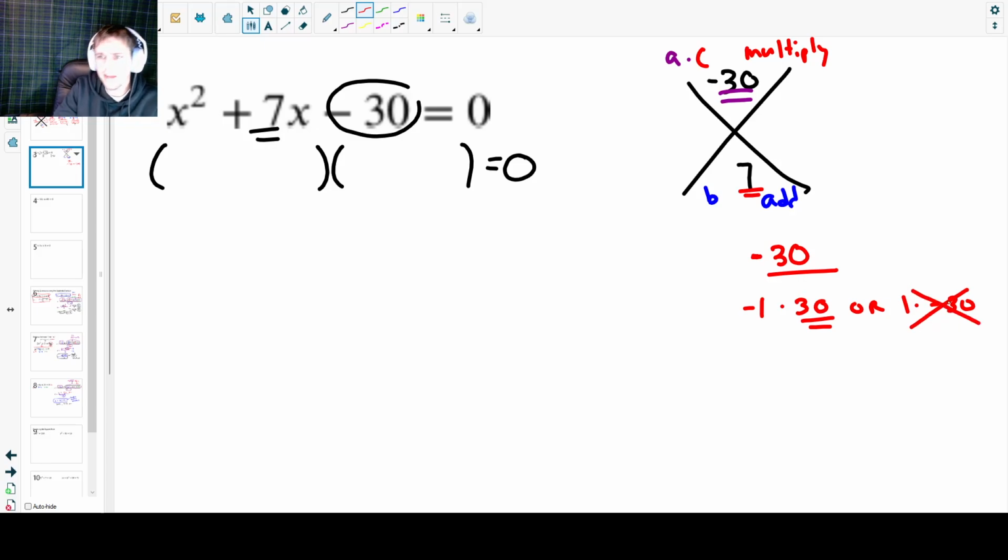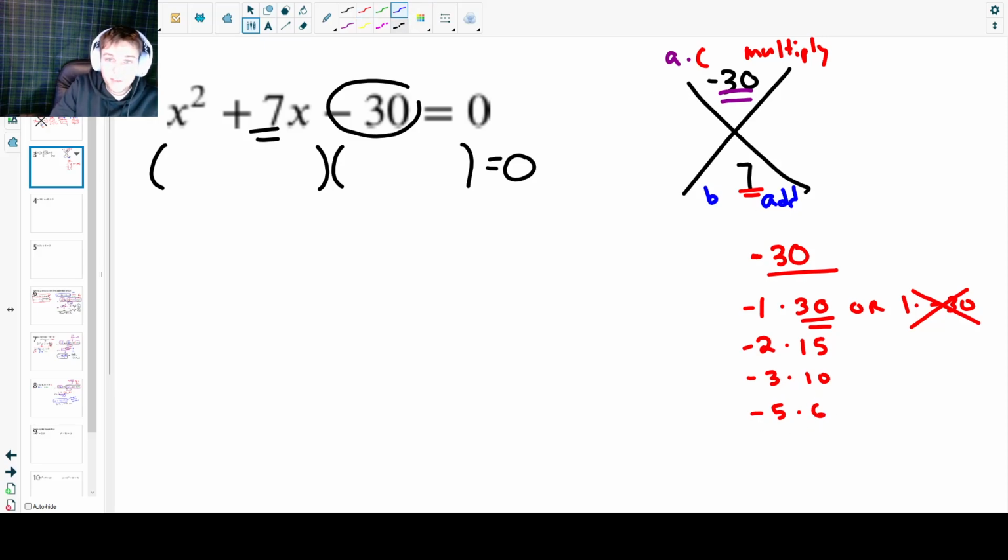So that's not actually going to work. So moving on, let's go ahead and go through the different lists of these. So you could do negative 2 times 15. That works. Negative 3 times 10 also works. And finally, negative 5 times 6. That is another way to do this.